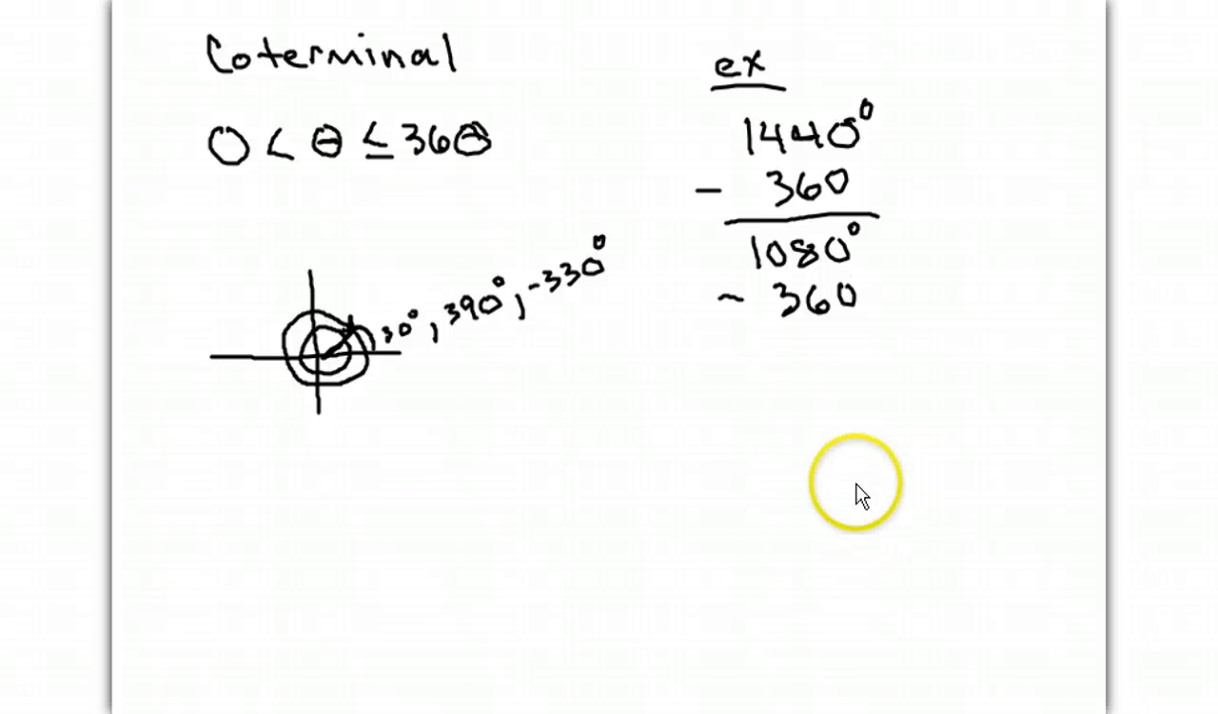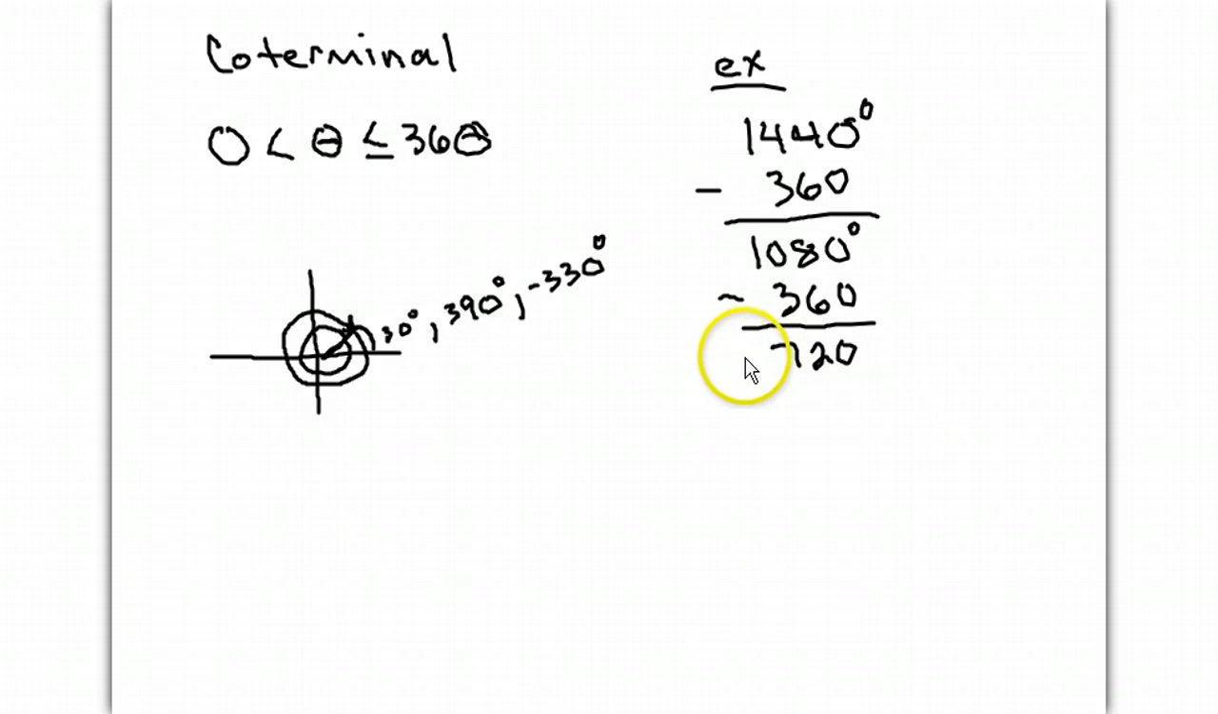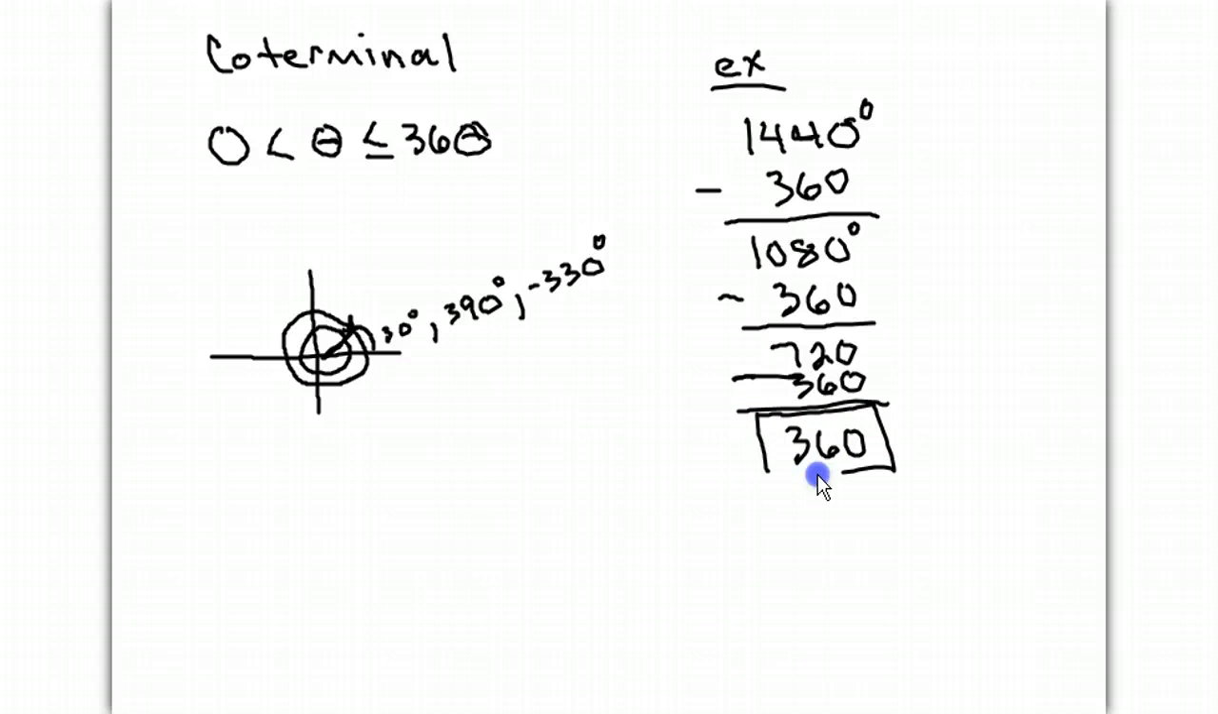And that gives us 720. That's still bigger than 360, so we take another 360 off of it, and we're at 360. Because this is less than or equal to 360, that is our coterminal angle.